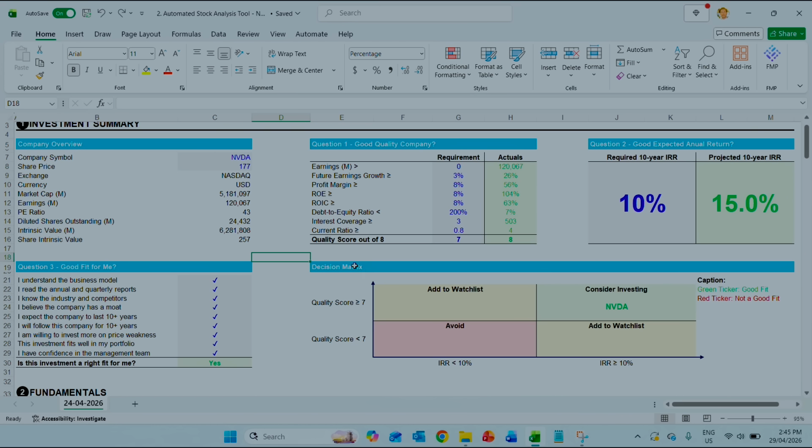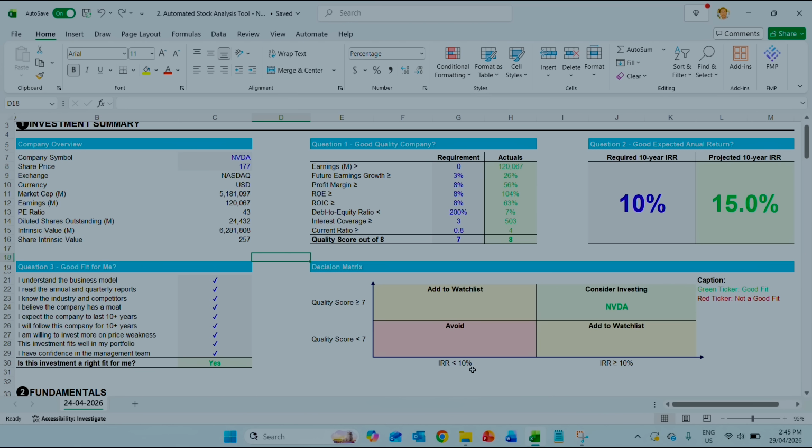Fifth block. So here it's kind of a decision matrix, with 3 dimensions, which are aligned with the 3 questions, of course. So here we've got dimension number 1. Is it a good quality company? If the quality score is above or equal to 7, then the company will end up being here.